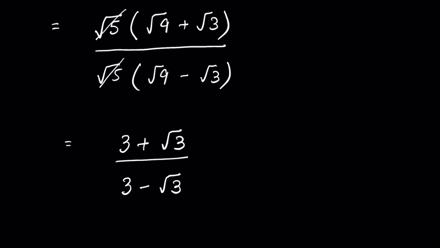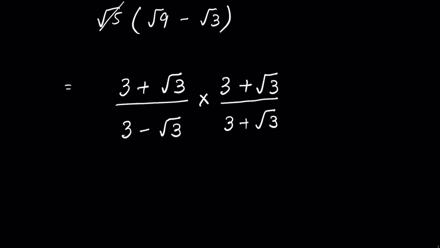Now we have to rationalize the denominator. So we multiply and divide it by the conjugate of 3 minus square root of 3. That will be 3 plus square root of 3. So 3 plus square root of 3 upon 3 plus square root of 3.